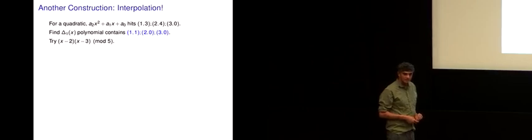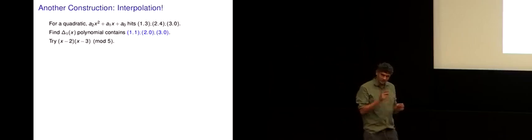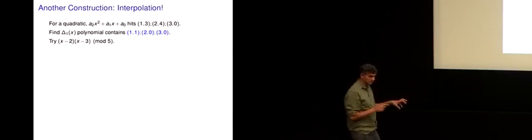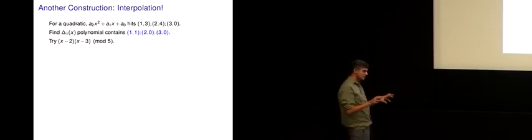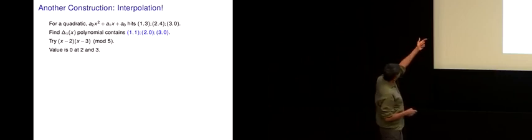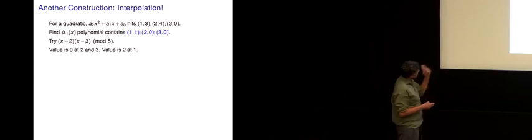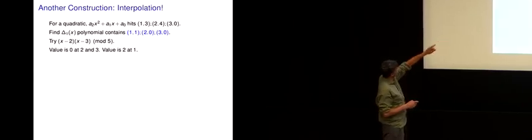Isn't 0 awesome? It just stays around. You put a 0 here, you multiply it by something else, it becomes a 0. Always. So the value of this expression is 0 at 2 and 3. The value is 2 at 1. So it doesn't quite fit what I promised.